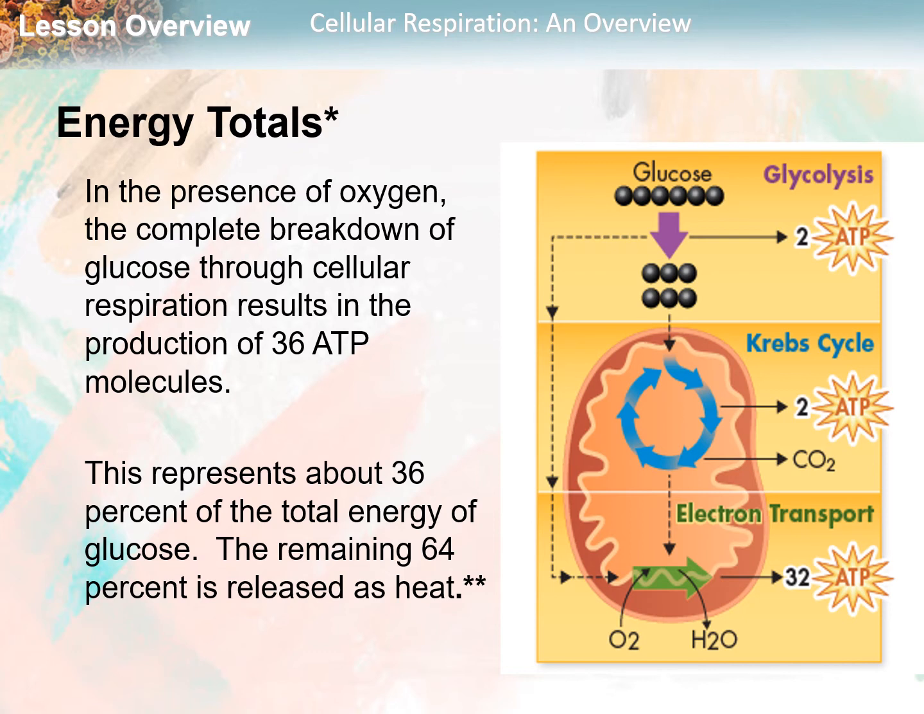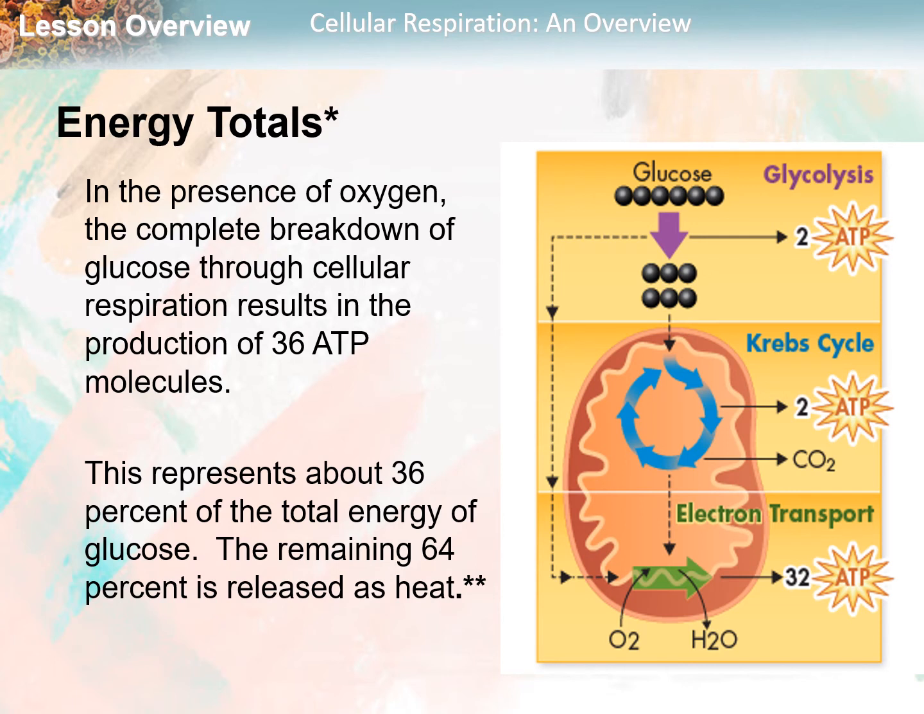So together, glycolysis, the Krebs cycle, and the electron transport chain release about 36 molecules of ATP per molecule of glucose. So again, in the presence of oxygen, the complete breakdown of glucose through cellular respiration results in the production of 36 ATP molecules. If you're going to look at the figure, in the electron transport chain, there are 32 ATPs produced along with water. For the Krebs cycle, we have 2 along with carbon dioxide, and glycolysis also has a net gain of 2 ATP.